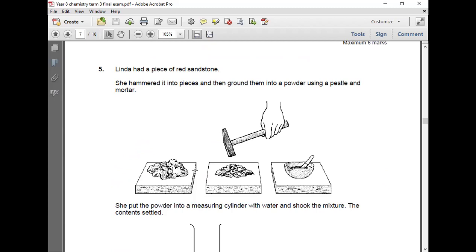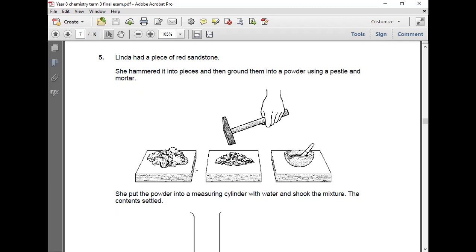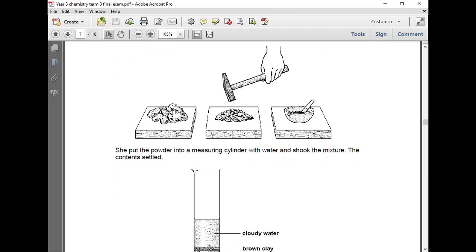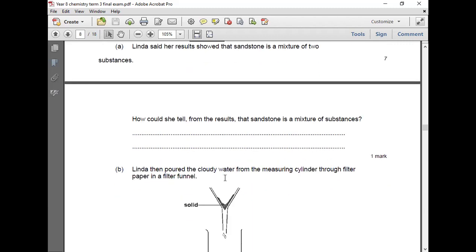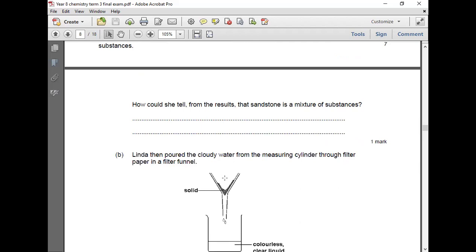Linda had a piece of red sandstone. She hammered it into pieces and then ground them into a powder using a pestle and mortar. She put the powder into a measuring cylinder with water and shook the mixture. The contents settled, as you can see in the picture. Linda's results show that sandstone is a mixture of two substances. The question is, how could she tell from the results that sandstone is a mixture of substances?